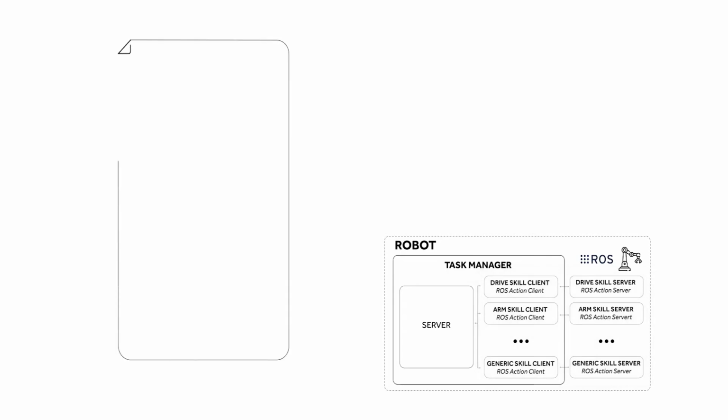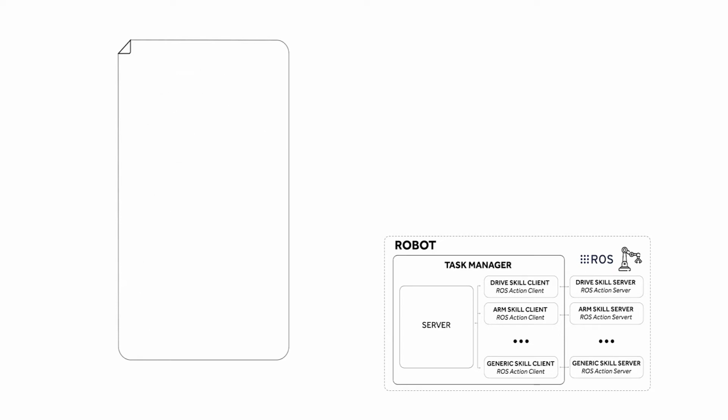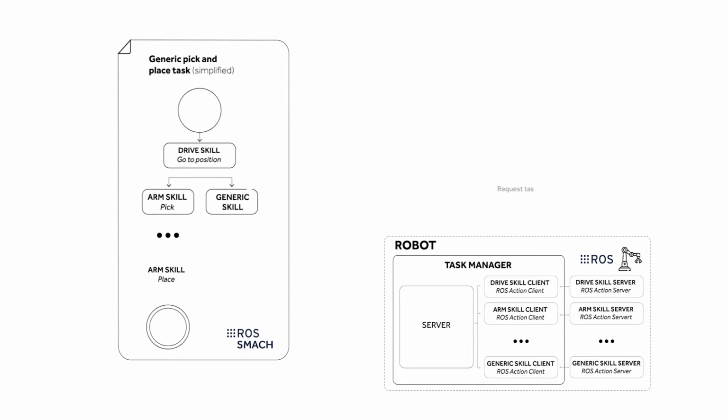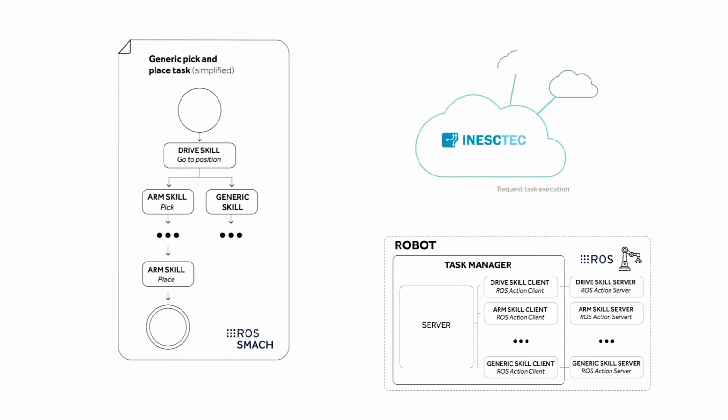Robotic tasks are represented as SCXML files and are parsed by the task manager that converts them into instances of ROS SMACH. Upon user instructions, execution of tasks is requested by an advanced plant model, also known as APM. When the task manager receives the APM request, it starts executing the SMACH state machine, controlling the execution of each skill according to the flow defined in the SCXML file.